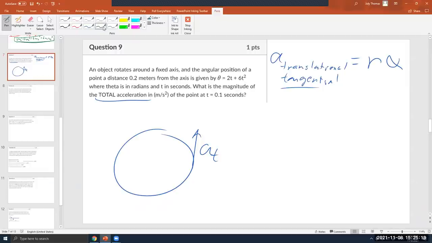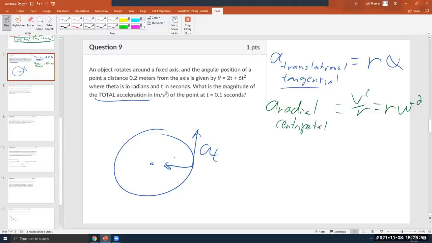The other type of acceleration that we have also has two names. This is either the radial or the centripetal acceleration. And this is given on your formula sheet as well. It has two definitions. The first one is v squared over r. This is how it was defined for us back in chapter 5 or 6, I believe. The one that you will use for this problem, though, is the second definition, which is r omega squared. And what I also need to point out is that the centripetal or radial acceleration will always point toward the center of the circle. So we'll call that a centripetal.